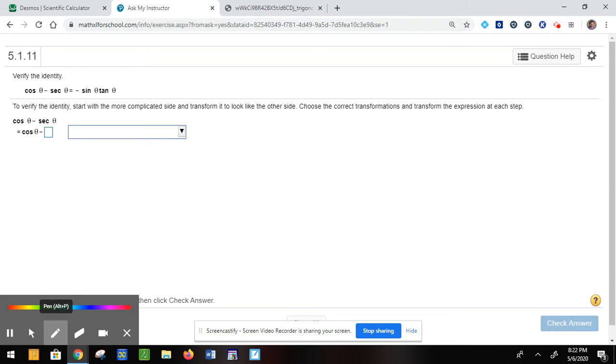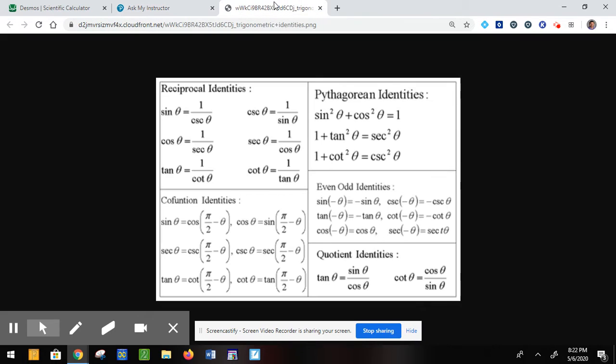So essentially, when it says verify the identity, it's just make one side look like the other. Like use the trig functions. I believe the ones in the notes are the reciprocal functions, the Pythagorean identities, and the quotient identities. We're going to use one of each, as it turns out, when we do the question. So having those available to you is essential.